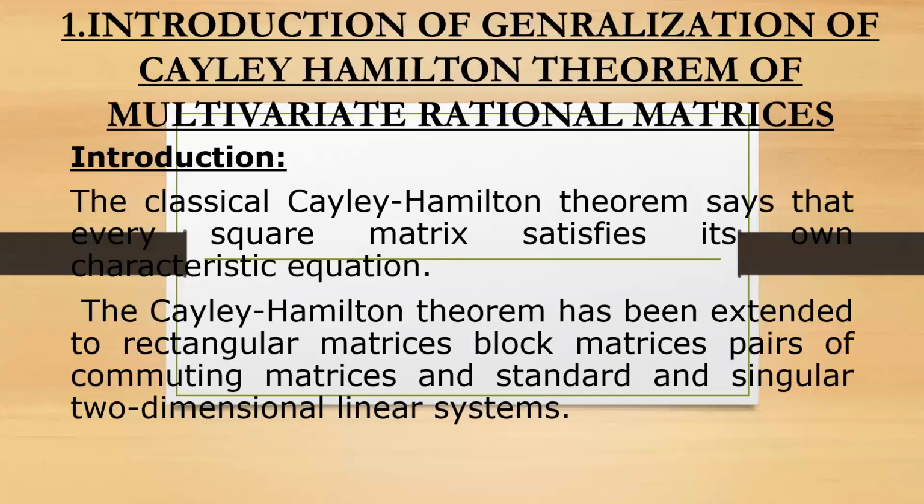So in short, this slide can be explained as follows: the Cayley-Hamilton theorem states that every square matrix satisfies its own characteristic equation. And the next point says that rectangular matrices, block matrices, pairs of commuting matrices, and standard and singular two-dimensional linear systems are all applicable for the Cayley-Hamilton theorem.